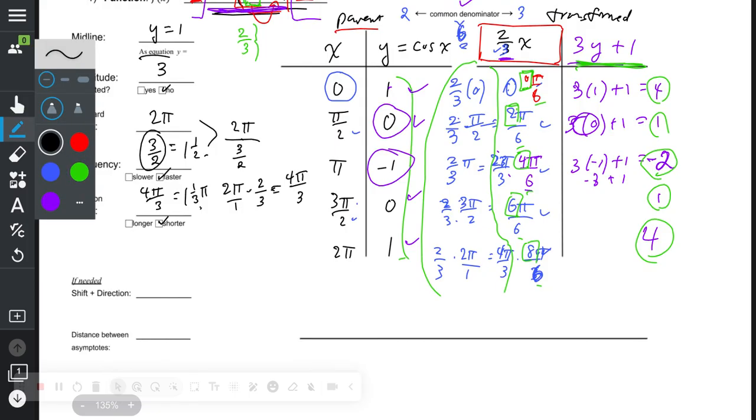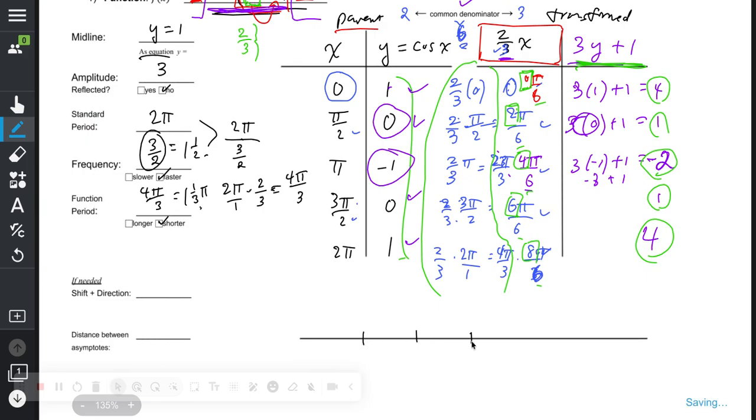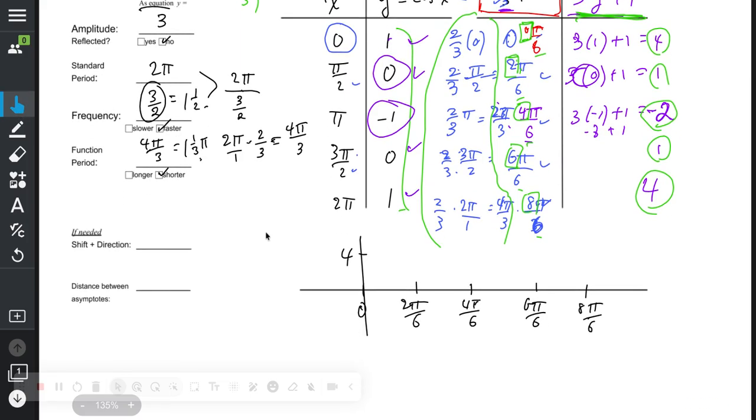Okay, so here I'm going to plot the 5 x points, and they were 0, 2 pi over 6, 4 pi over 6, 6 pi over 6, and 8 pi over 6. Okay? And then our y values were 4, 1, and then negative 2 is down here. Okay? There are only 3.